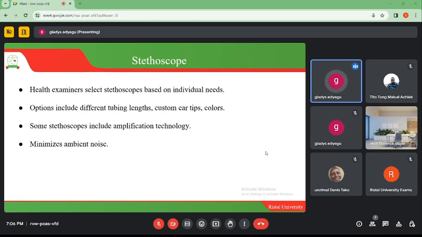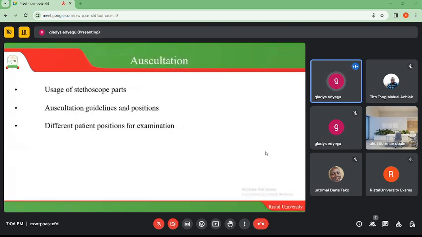So options include different tubing length, custom earpiece, and then the colors, which I've already mentioned. So you look at that and you say, this is the one I want, depending on your preference. And then usage of the stethoscope parts, it depends also what you want to use, where you want to use, in which part of the body.